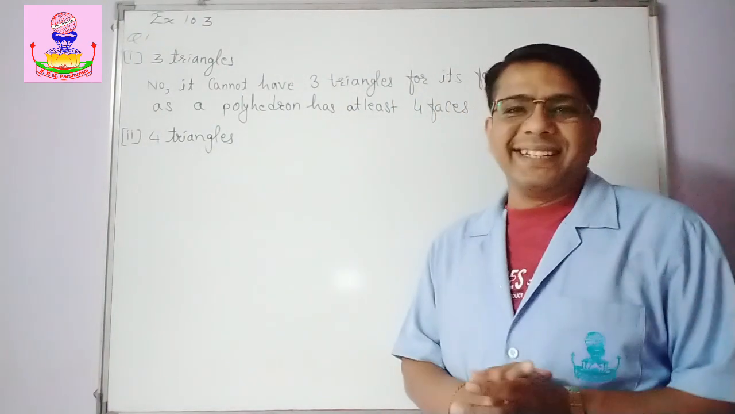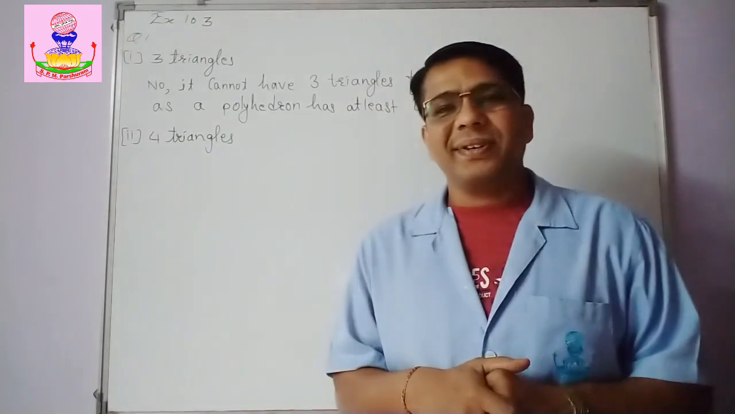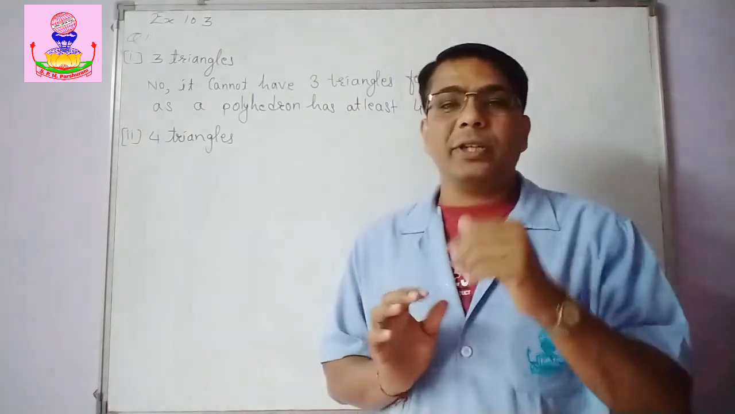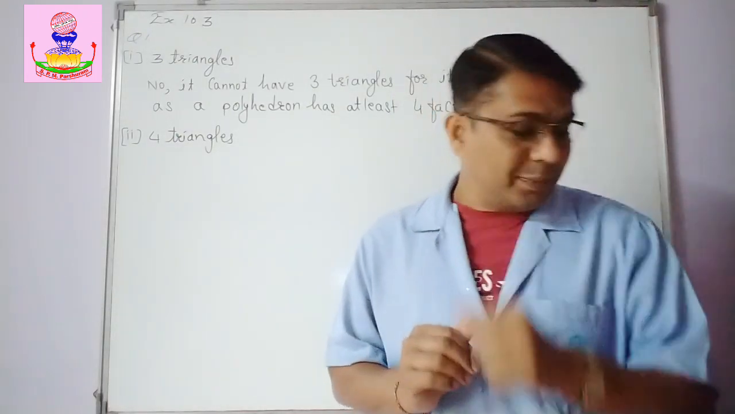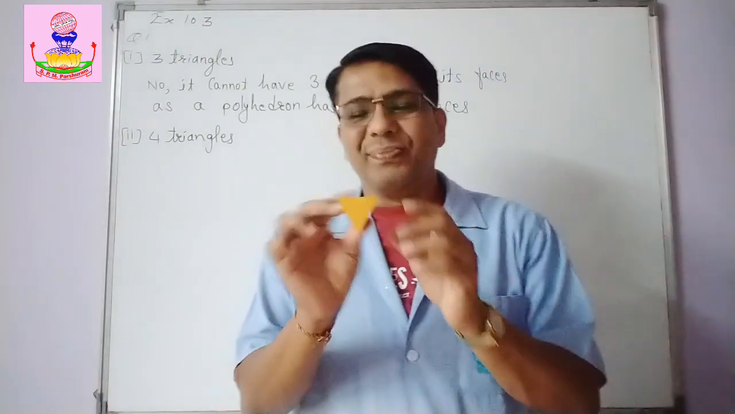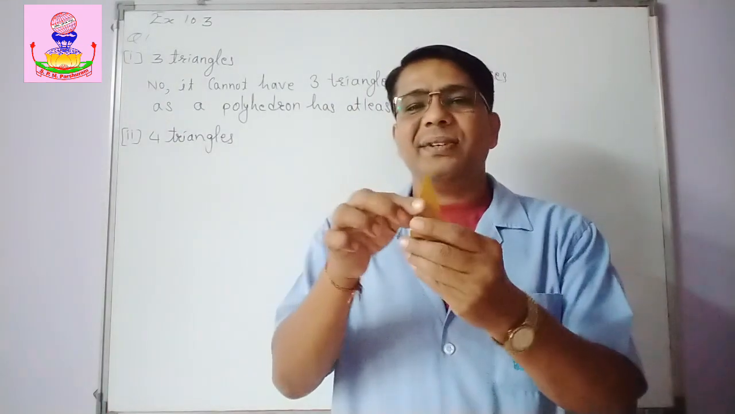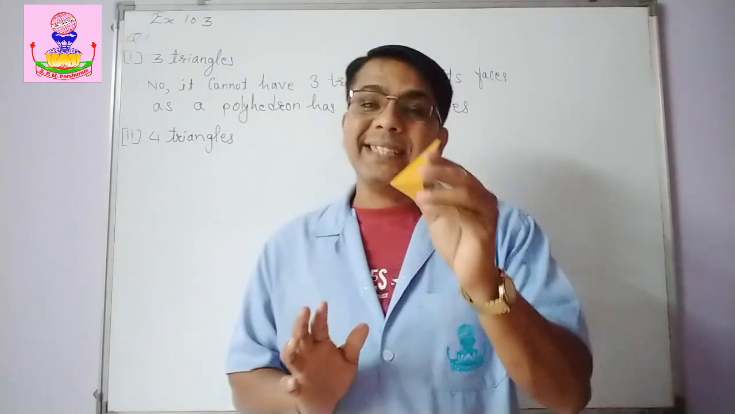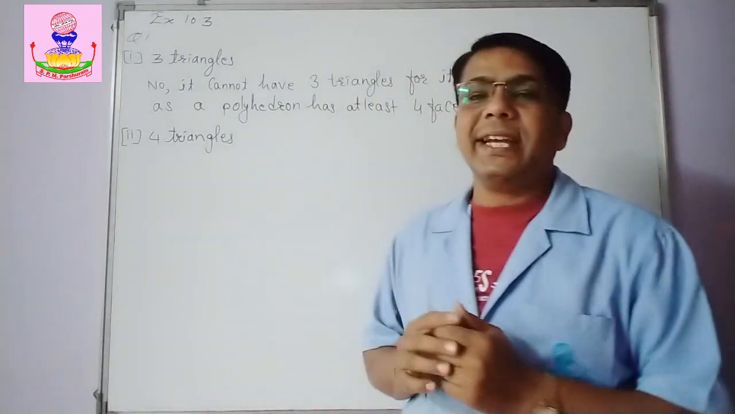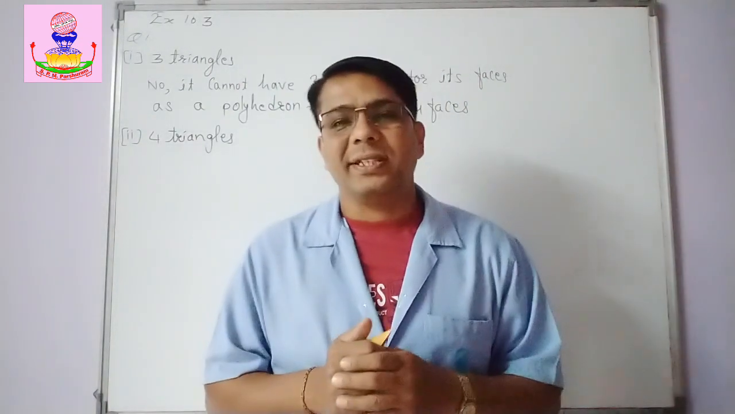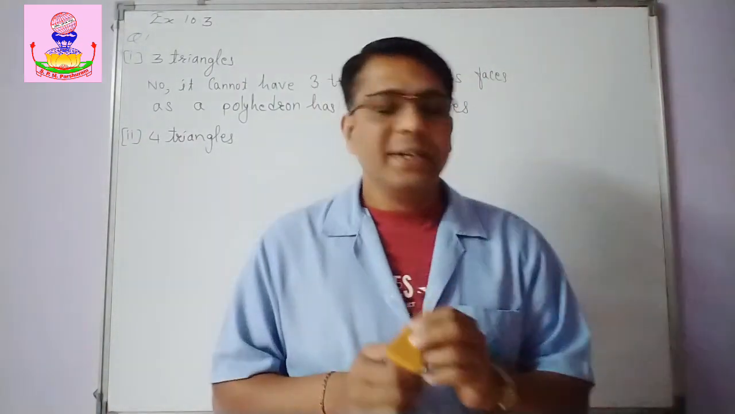Okay, now next is 4 triangles. Can it have? Yes, it can have 4 triangles for its faces as a triangular pyramid. Now only I have shown you. See here, 1, 2, 3, 4 faces. So yes, it can have 4 triangles as its faces as a triangular pyramid.